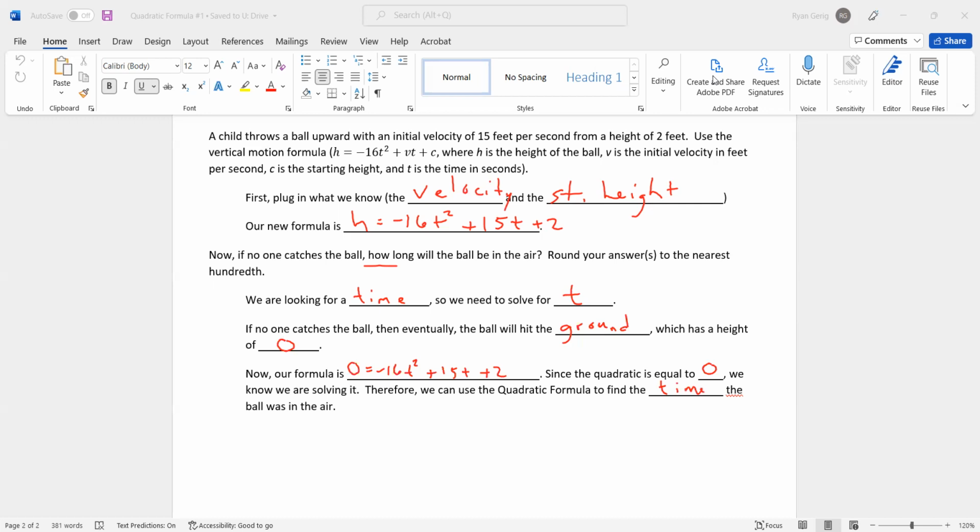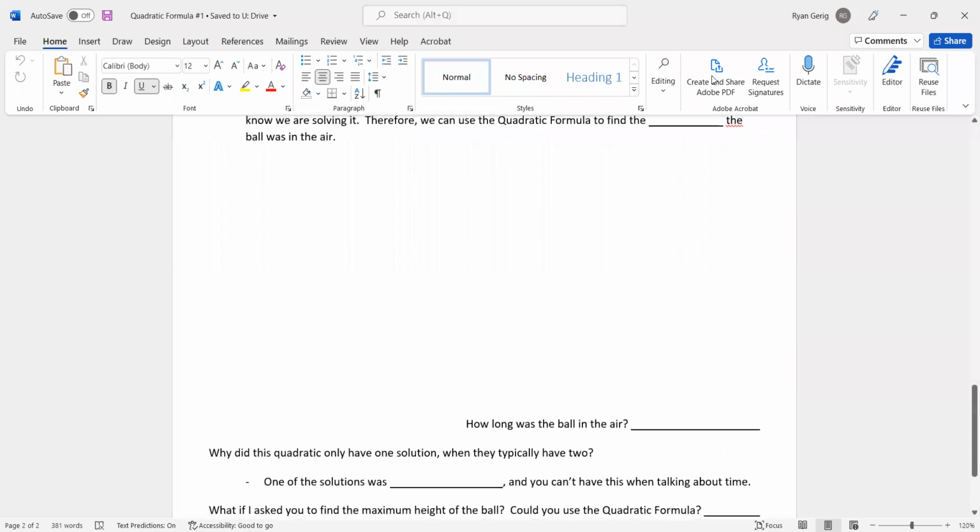So t is like x, so we can find the x value of this situation. Okay, so I'm going to go ahead and clear all that, move down to the space that I have, because I'm going to need all of it. I'll rewrite what my equation is. 0 equals negative 16t squared plus 15t plus 2. A is negative 16, B is 15, and C is 2.